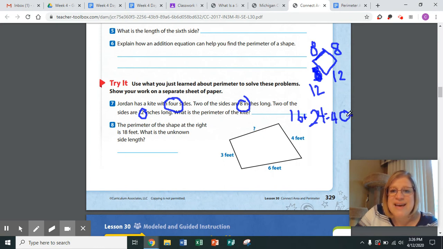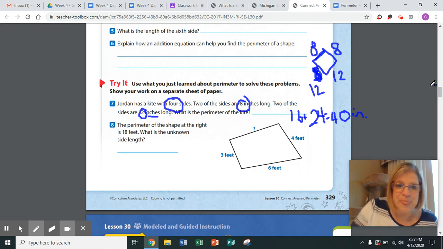6 and 4 is 10. Carry the 1, 2, 1 is 3, 4. 40 what, though? Can't just put 40. What are we measuring in? There it is. Inches. I-N period. All right. Good job. You got that right. Fix it if you didn't. Last one.